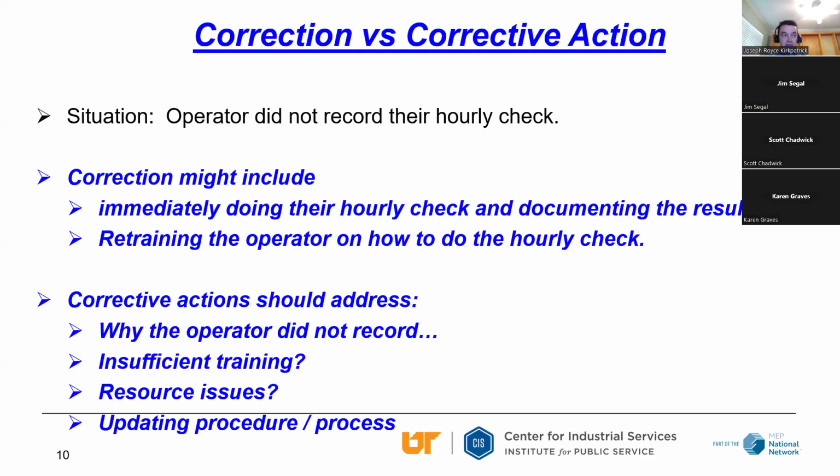Corrective action should address, why was he not doing this? Was he not trained appropriately? Then we address the training process, not just retraining. We need to address why he was not trained appropriately. Is it a resource issue? Is the guy overloaded? Is it the procedure or the process is not clear?